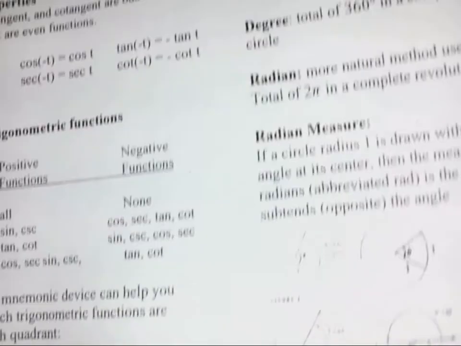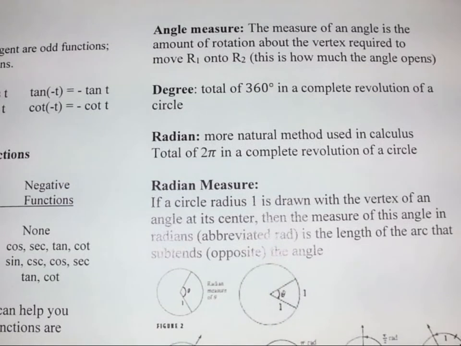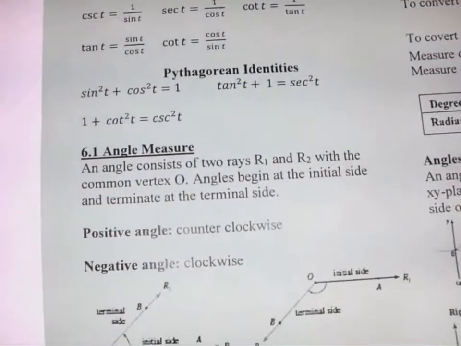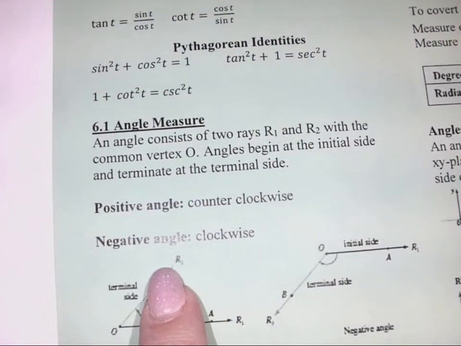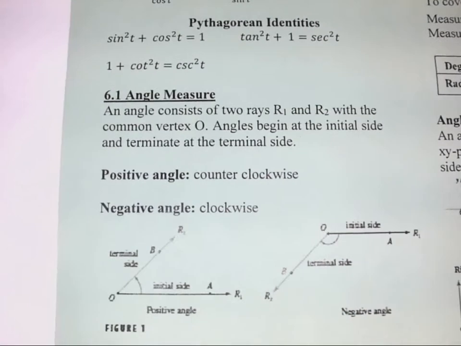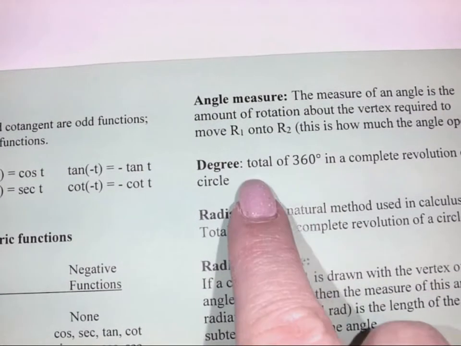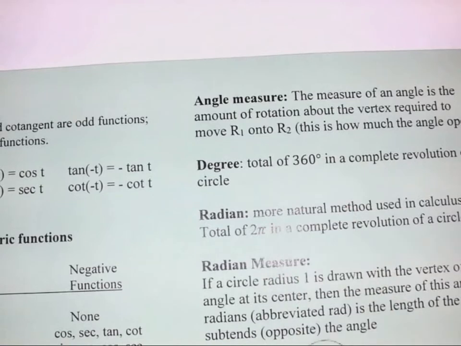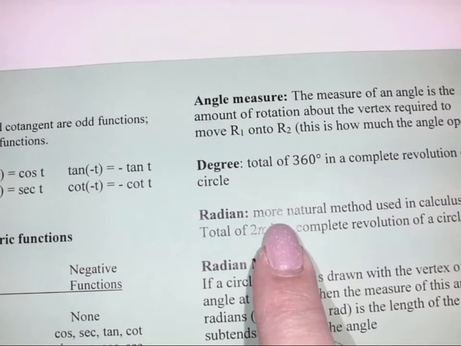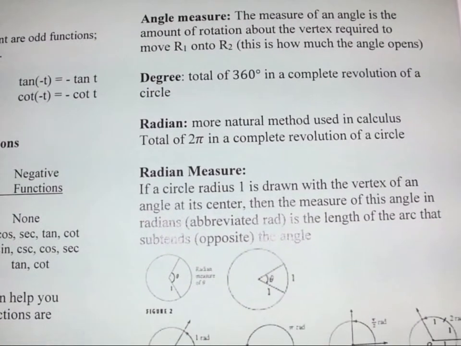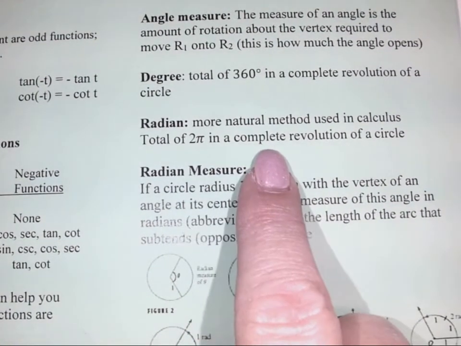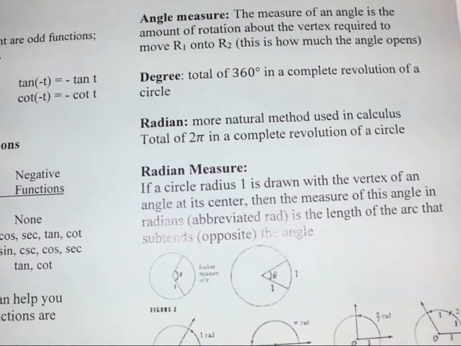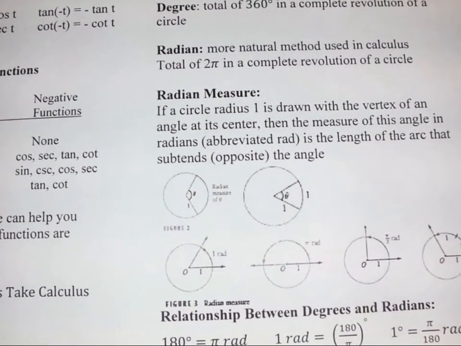So the measure of an angle is the amount of rotation about the vertex required to move the first ray onto the second one. So this is how much the angle opens. So it's from here, moving it up to there, or from here and moving it down to there. So how much it opens. So for degrees, there's a total of 360 degrees in a complete revolution of a circle. And for radians, which is the more natural method used in calculus, a total of 2 pi in a complete revolution of a circle, which is the same as the circumference of our unit circle.